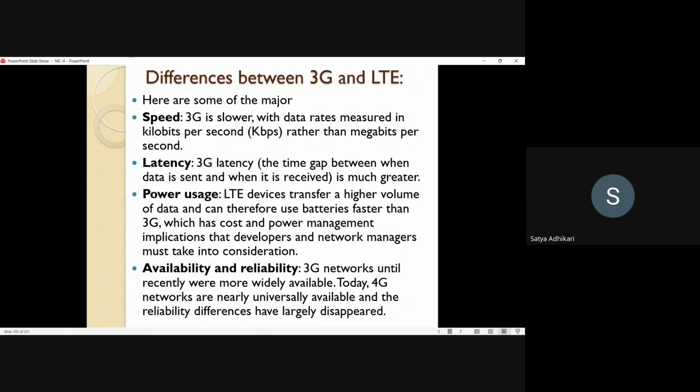Power usage. LTE devices transfer a higher volume of data and can therefore use batteries faster than 3G, which has cost and power management implications that developers and network managers must take into consideration. So it uses more power as the data transfer volume is higher, and therefore the battery drains faster than 3G. Availability, use, and reliability: 3G networks until recently were more widely available. Today, 4G networks are nearly universally available and the reliability differences have largely disappeared. So nowadays, 5G also.